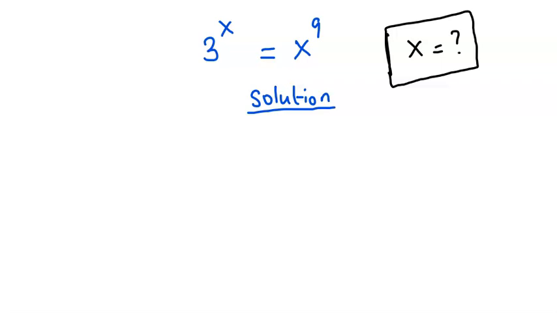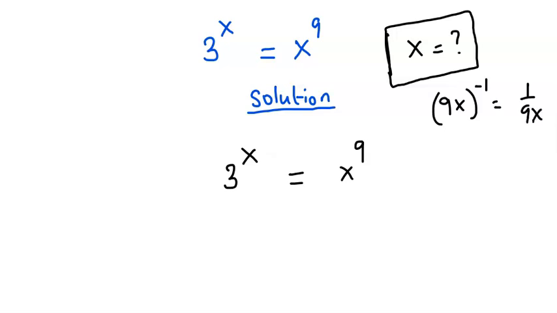Now let's get started. From the left hand side here we have 3 raised to the power of x. So this is equal to, from the right hand side we have x raised to the power of 9. Okay, so what are we going to do next? Now let us raise both sides to the reciprocal of 9 times x, right? So the reciprocal of 9 times x means 9 times x to the power of -1. That will give us 1 over 9 times x.